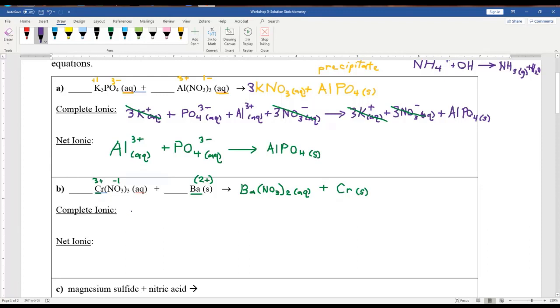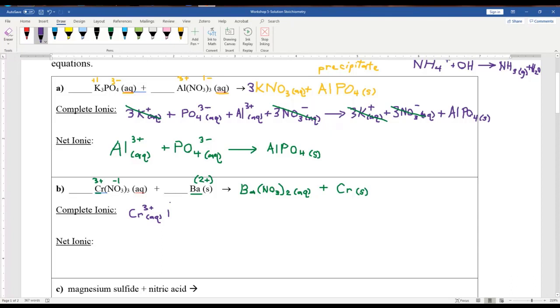That's cool. All right, complete ionic equation. Let's break this down. What gets broken down on the reactant side? Chromium, well, I guess it's chromium 3 positive, nitrate 1 minus, or 3 nitrate 1 minus. But before we do that, what do we need to do to this equation? Oh, balance it. Yeah, we need to balance it first.